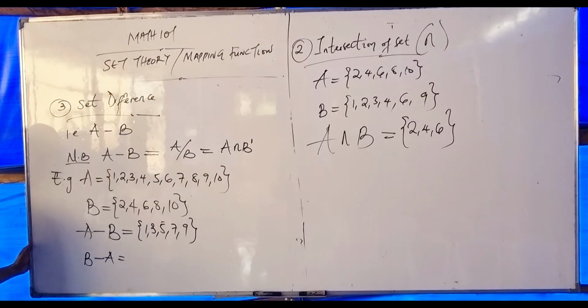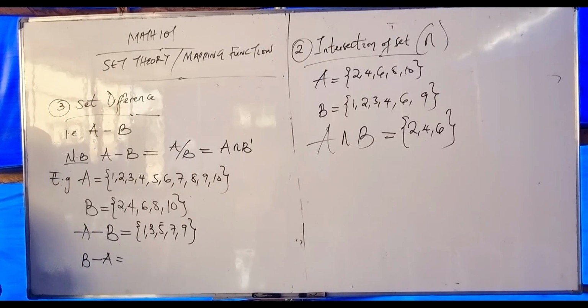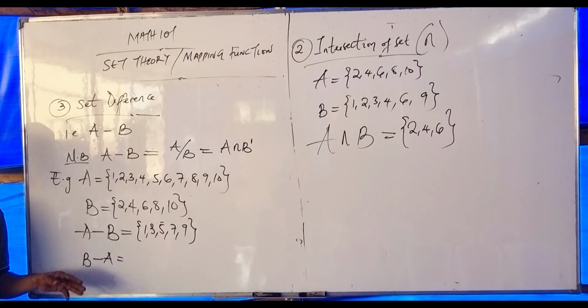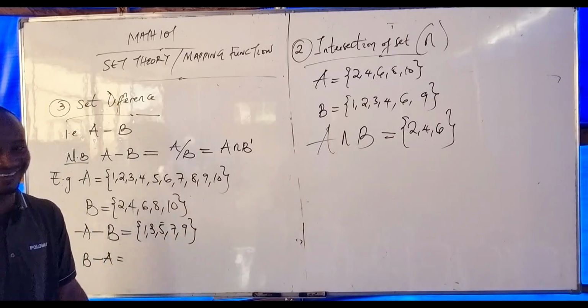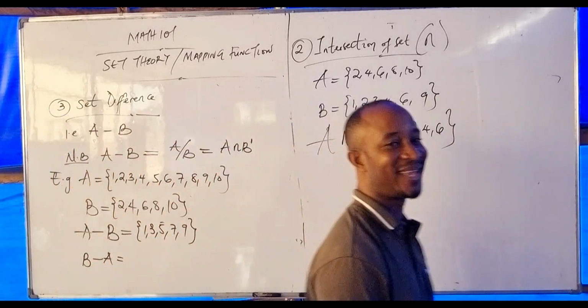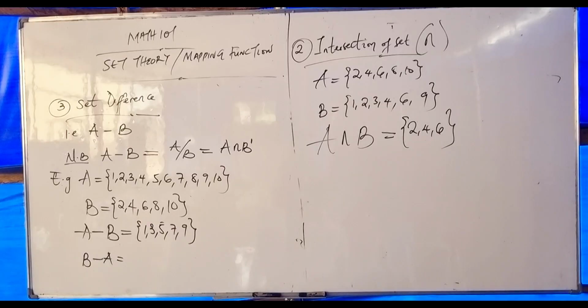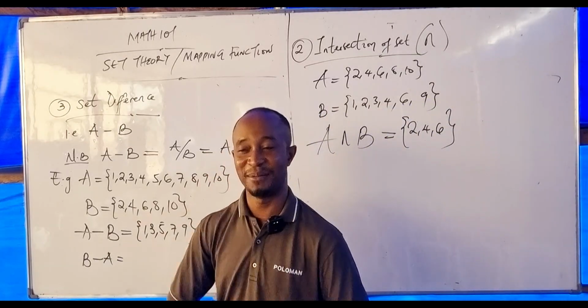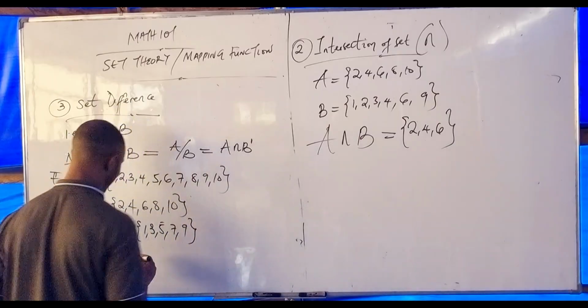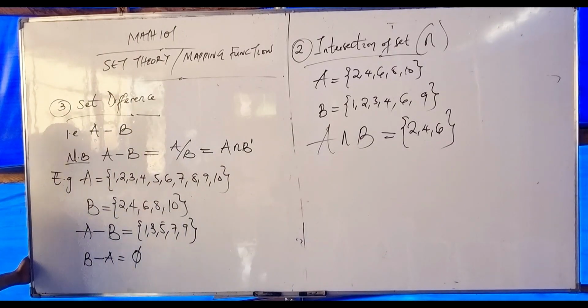What about if you have to find B difference A? What does that imply? Elements in B but not in A. What are the elements you can find in B, now not in A? An empty set, right? Good. It's an empty set. Hope you understand the concept now.